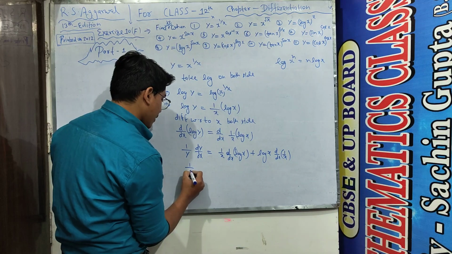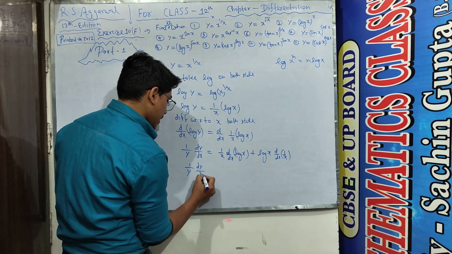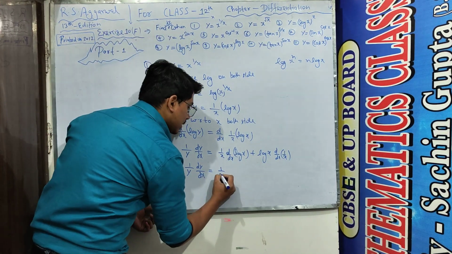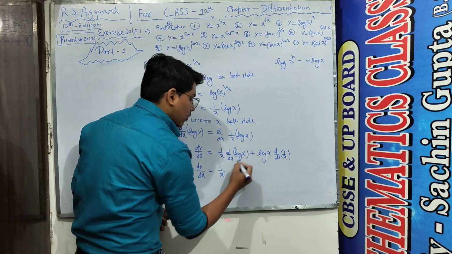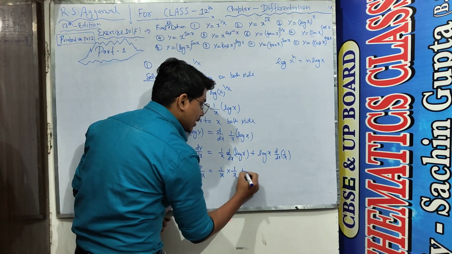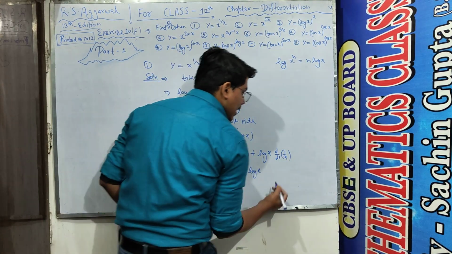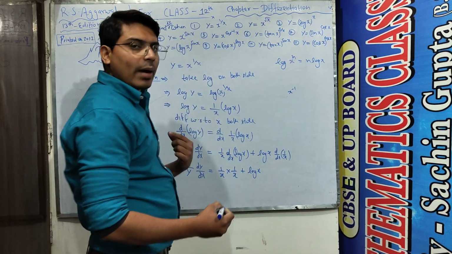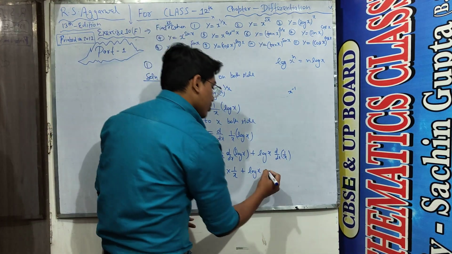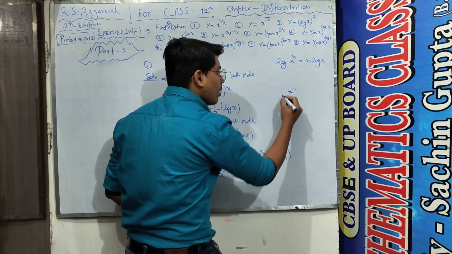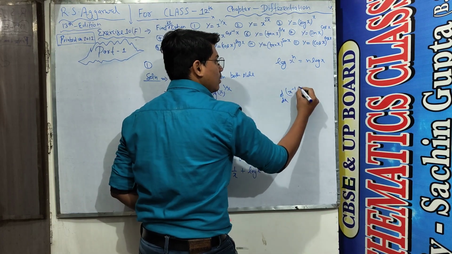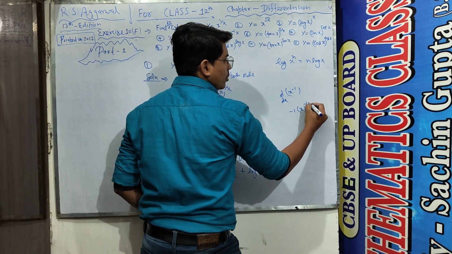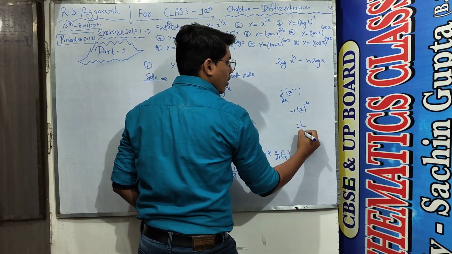Now I write 1 upon y as well, and dy by dx I put the same way here, and 1 upon x I write as well, and the differential of log x is 1 upon x. This log x I write as well, and 1 upon x can be written as x raised to the power minus 1, and its differential is: minus 1 comes before, and the power gets reduced by 1. Then it becomes minus 1 upon x square.